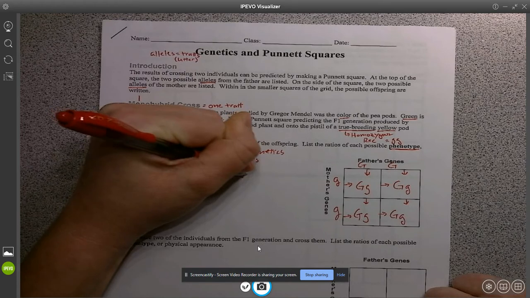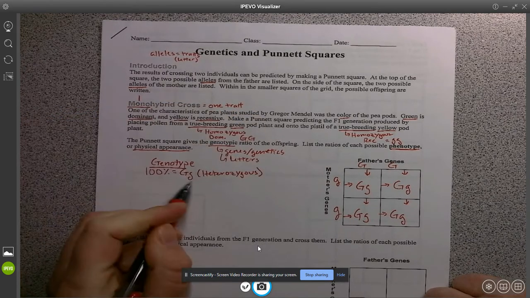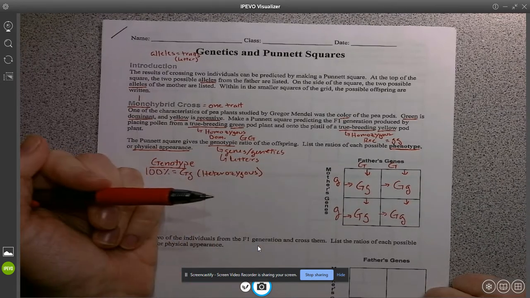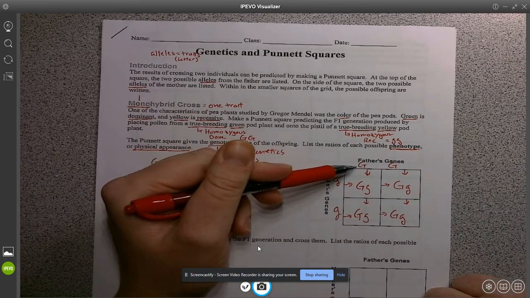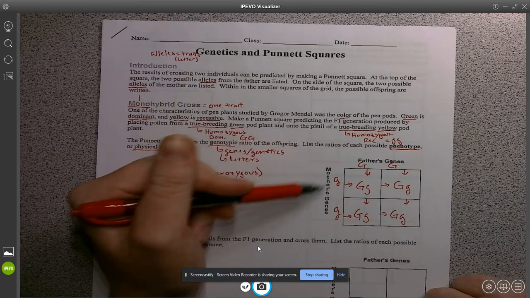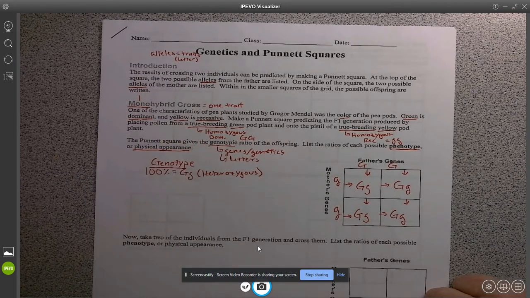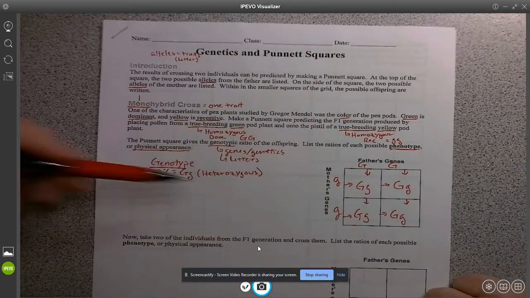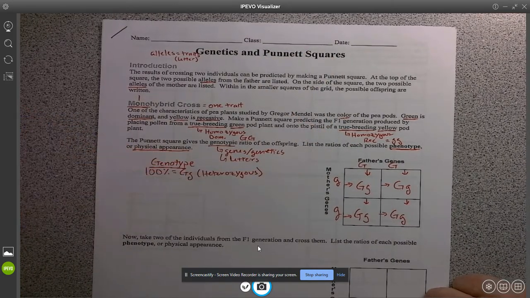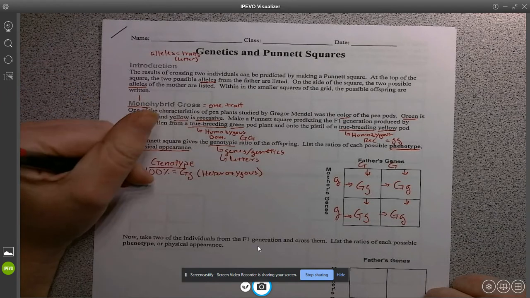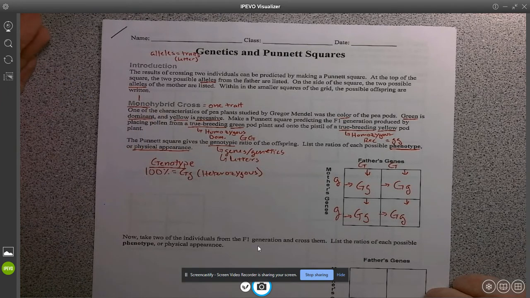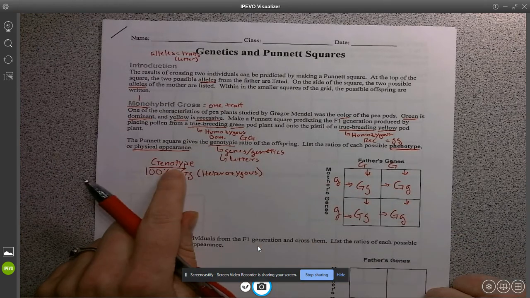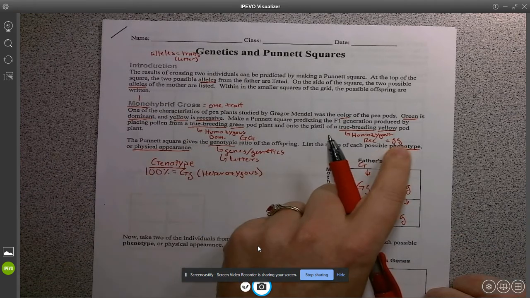And hetero means different. So I take two purebreds, two homozygouses. One's a homozygous dominant because it's green. One is homozygous recessive because it is yellow. I cross them and they are all heterozygous. All right. Now, that's really good for genotype. We need to look at our phenotype.